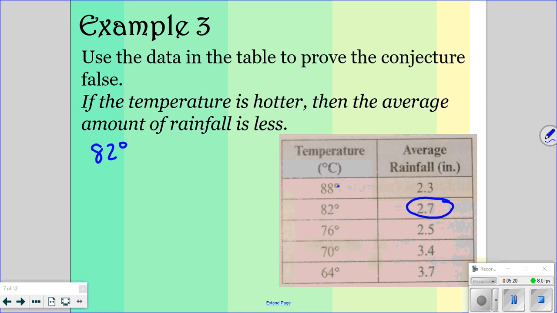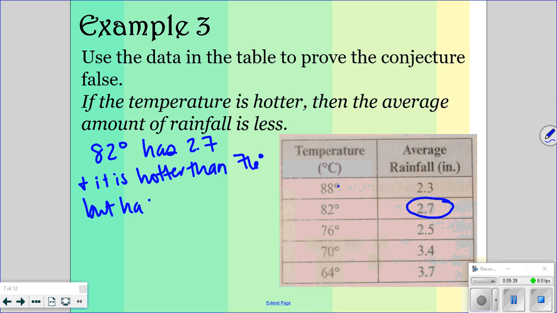82 degrees has 2.7, and it is hotter than 76 degrees, but has more rainfall. So that would be the only counterexample that you would have for this problem.